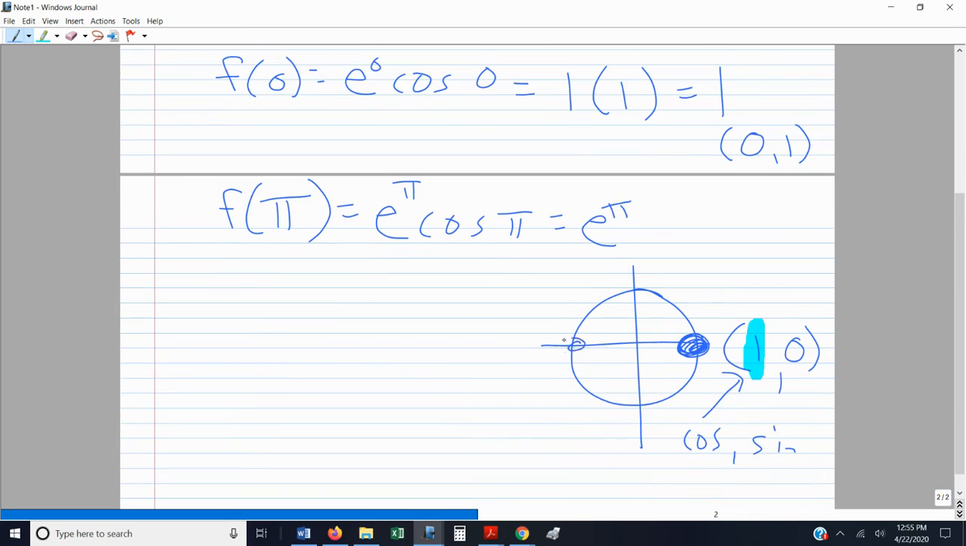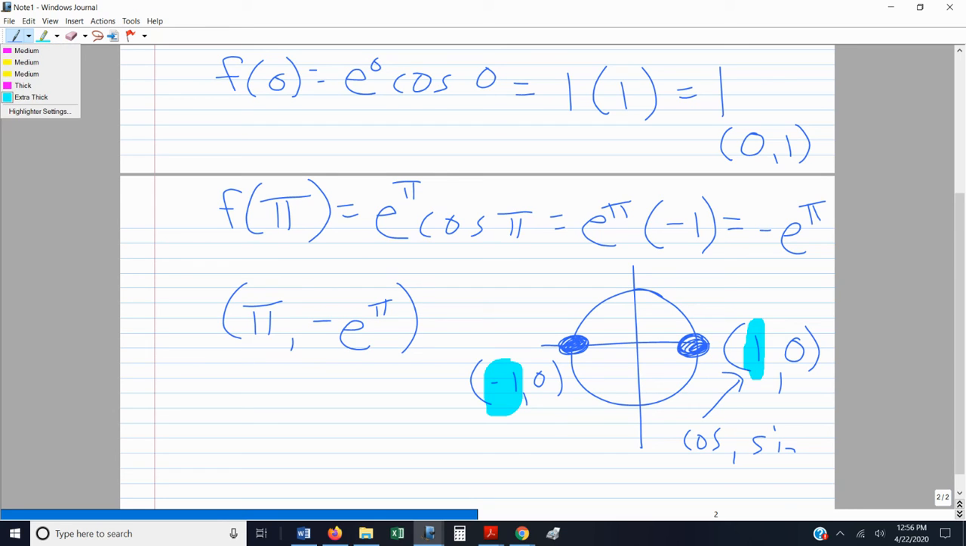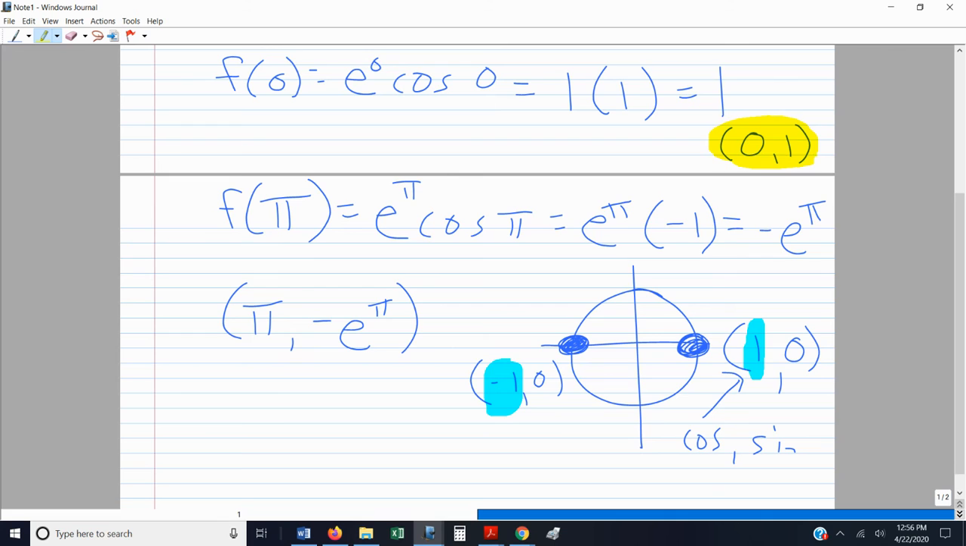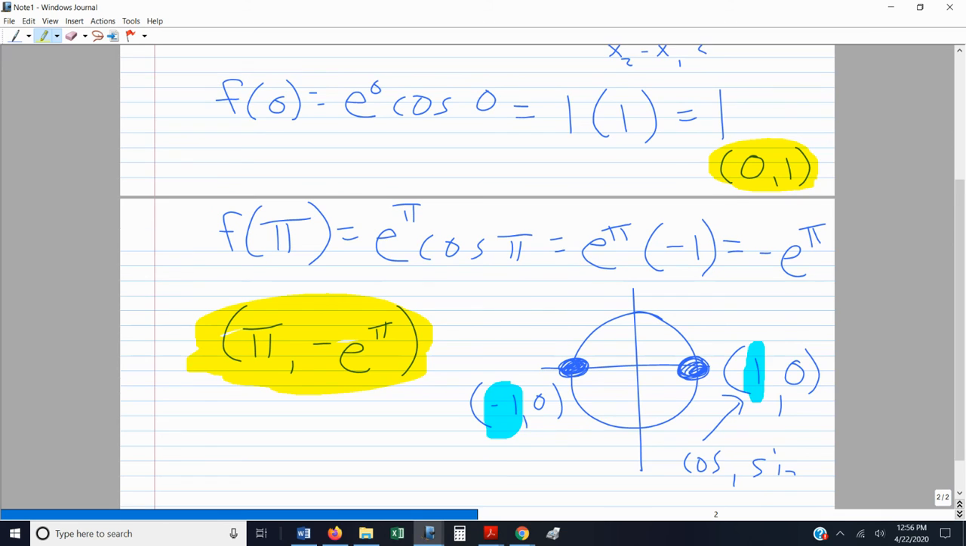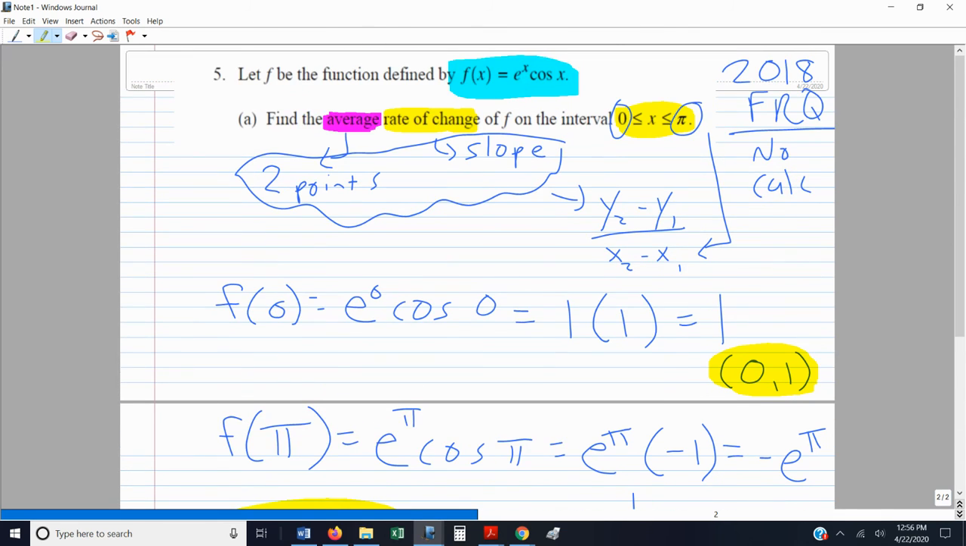So pi is over here. What are the coordinates there? -1 and 0. Which one is the cosine? -1. So cosine of pi is -1, and so that output is -e to the pi. And again, as an ordered pair, pi was my x value, and my y value or my output was -e to the pi. So here are my coordinates, 0, 1, and pi, -e to the pi. And what is this question asking me for? It wants the average rate of change. It wants the slope between those 2 points.